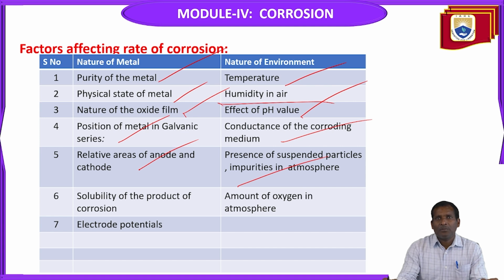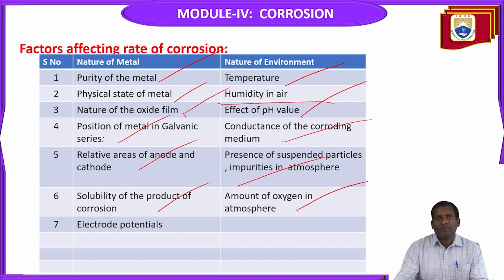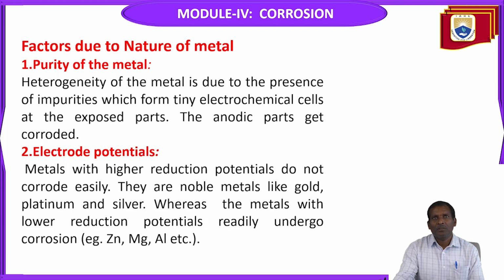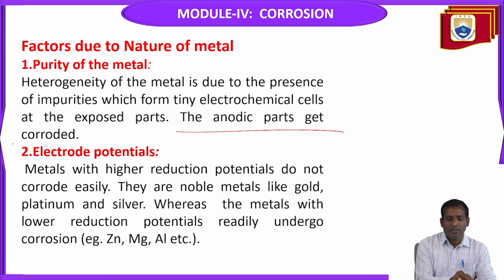Under nature of metal, there is also the solubility of the product of corrosion, and the amount of oxygen in the atmosphere. Electrode potentials are required in nature of metal. So these are the factors affecting the rate of corrosion, depending upon the nature of metal and the nature of environment. The factors due to nature of metal are given here. First, the purity of metal. The heterogeneity of the metal is due to the presence of impurities, which form tiny electrochemical cells at the exposed parts, so the anodic parts get corroded.